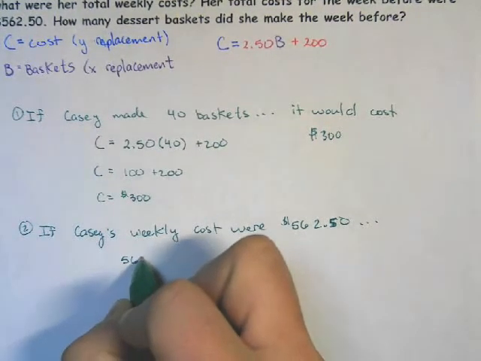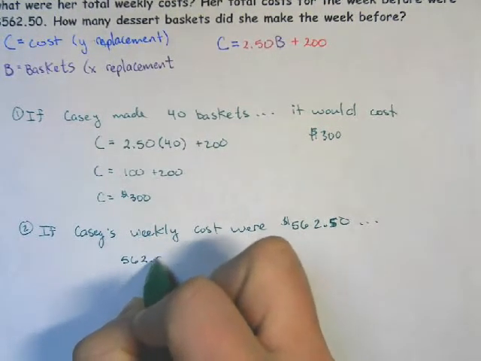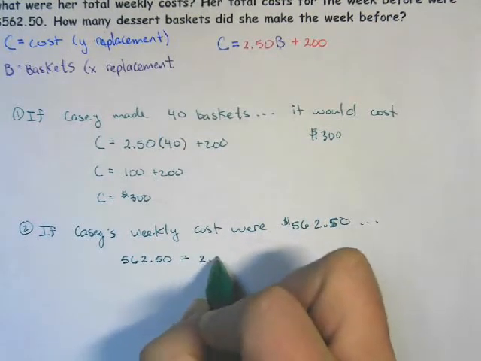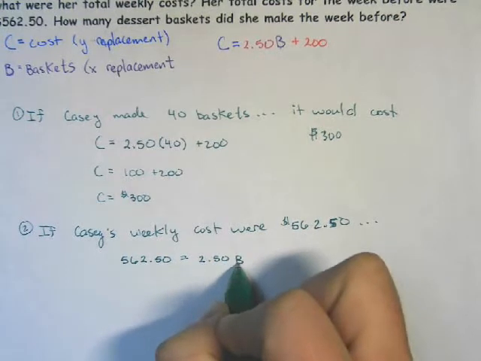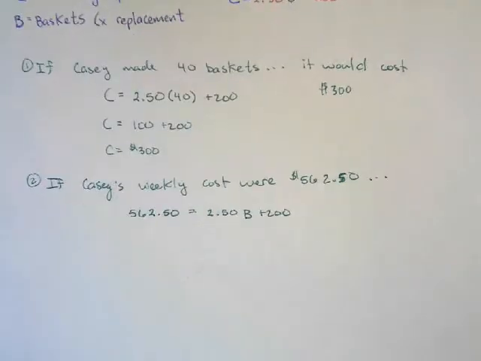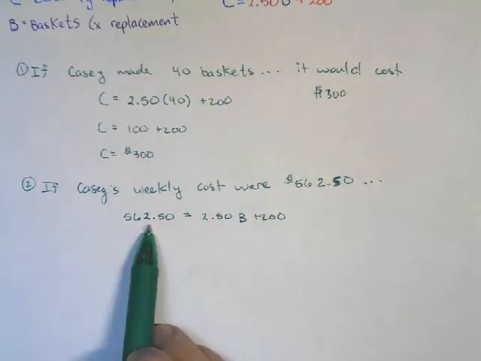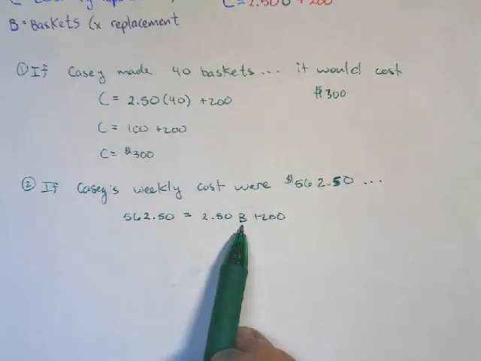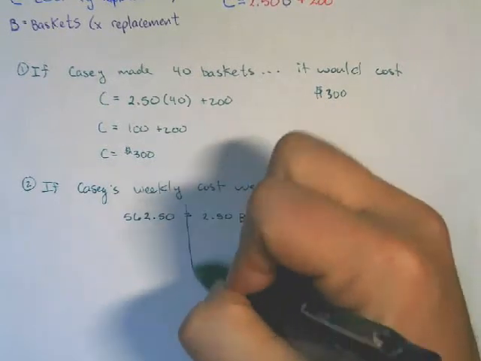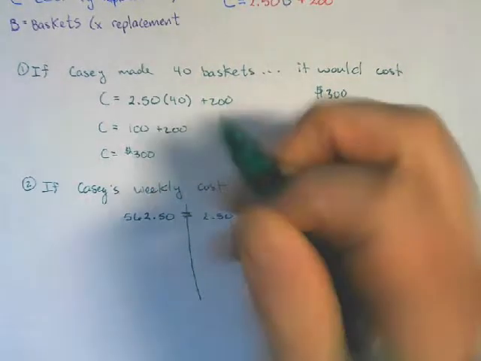So I'm going to go 562.50 is equal to 2.50B plus 200. I'm just plugging in, because now it's a cost value, so I plug in for C, and now I'll solve for my baskets. I'll figure out the number of baskets. In this, we won't be able to just plug it straight into our calculator. We'll actually have to solve this equation.